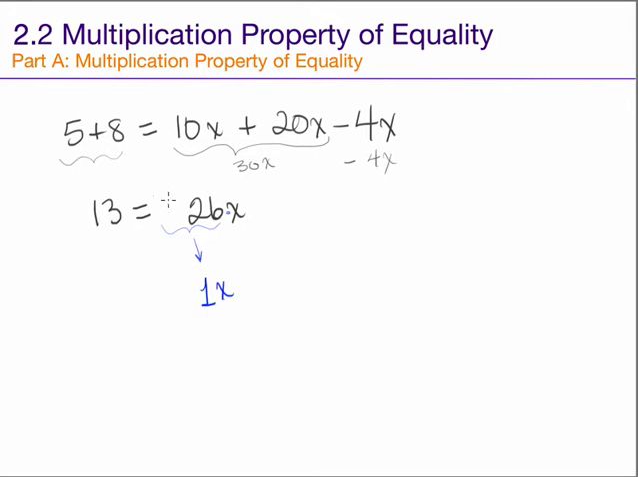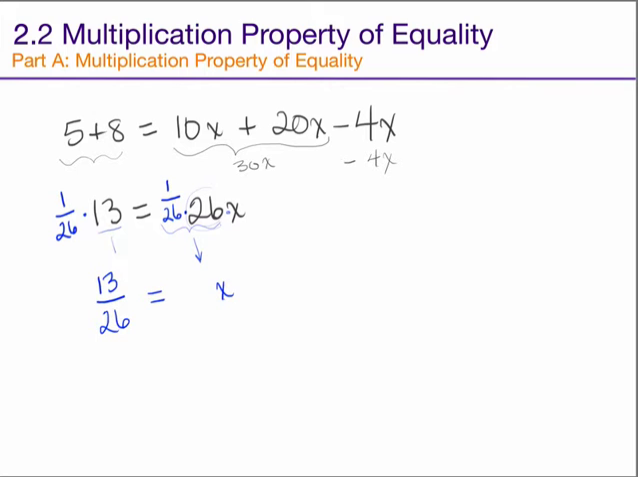This time my x's are on the right, but that's okay. As long as I choose the right number and multiply both sides of the equation by that same number, I'm okay. The number I need to multiply by 26 to get 1 is 1 over 26. If I multiply by 1/26 on the right-hand side, I must also multiply by 1/26 on the left-hand side. Here I now just have x. And on this side, I have 1 times 13 over 26 times 1.